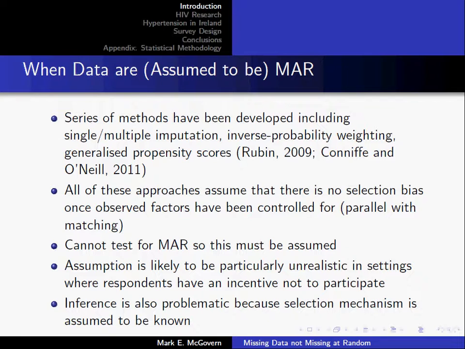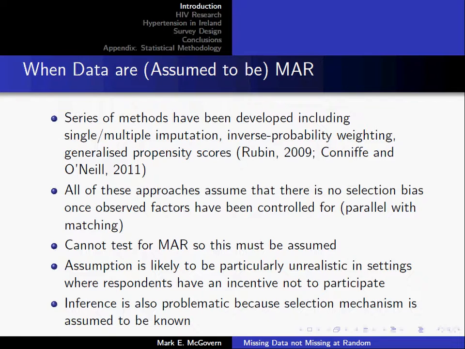But from my perspective, they all have the same problem. They all have the same underlying assumption, which is that once we account for observed characteristics, data are missing at random. Remember that we can't test for this, so we have to impose this assumption. And what I'm going to talk about in this presentation is that this assumption is likely to be especially unrealistic in contexts in which people have an incentive not to participate in your survey.